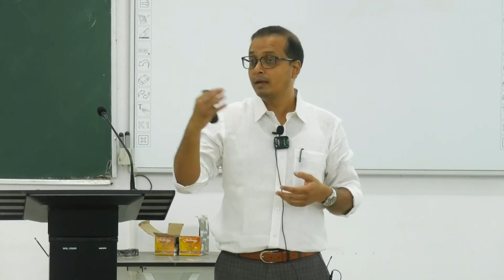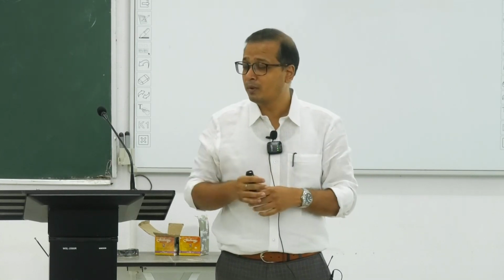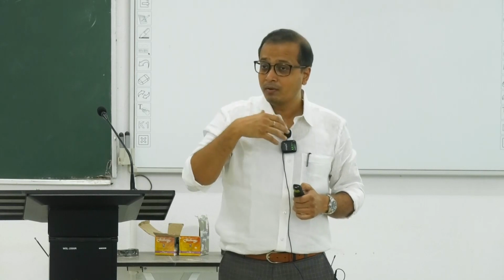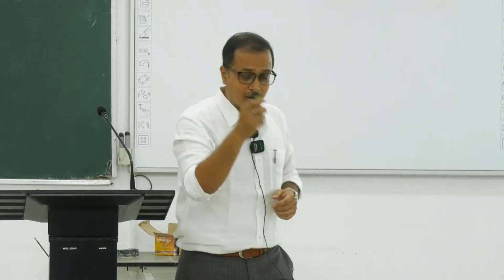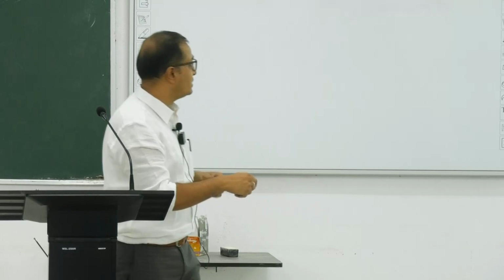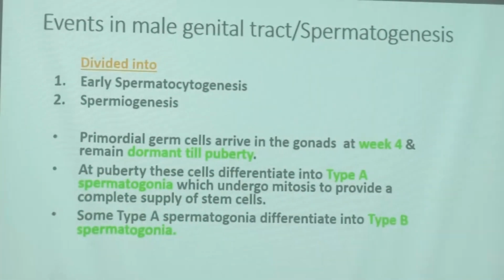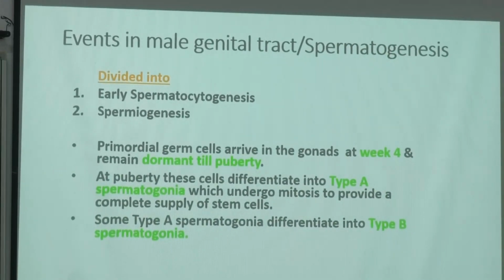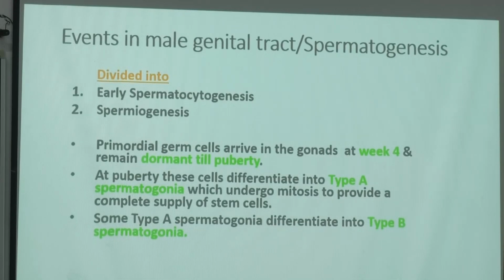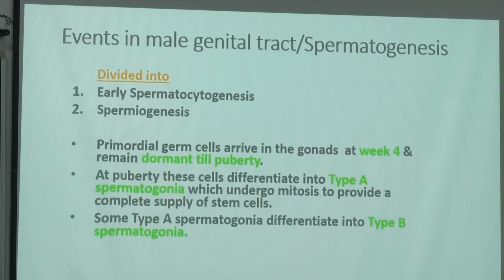So then there will be a different situation occurring in terms of gonad formation. Coming from there, spermatogenesis can be divided into two phases. We call the initial phase spermatocytogenesis. The primordial germ cell migrates from the yolk sac, ends up in the gonadal ridge and settles down into the future testicle region.